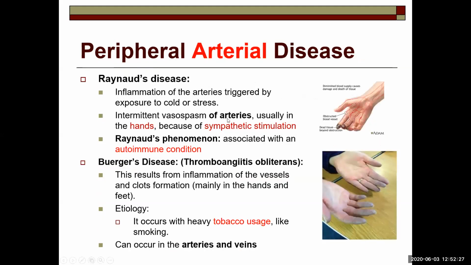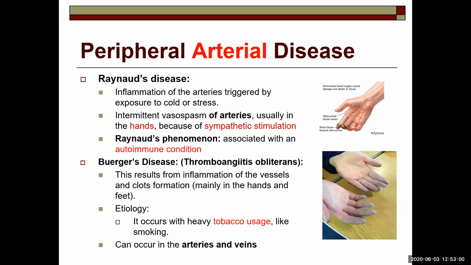So we have a couple of major peripheral artery diseases that I need you to remember. One is called Raynaud's disease and the other called Berger's disease. So Raynaud's disease is due to an inflammation of the arteries. So the walls of the arteries get inflamed, triggered by the exposure of cold. So if you sit in the cold for a while, you get yourself frostbites, okay? And then your blood supply will go down eventually.